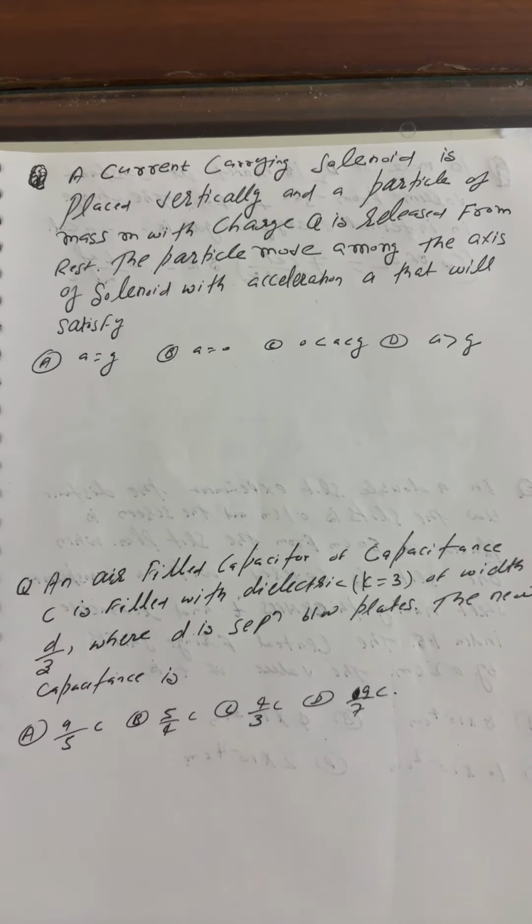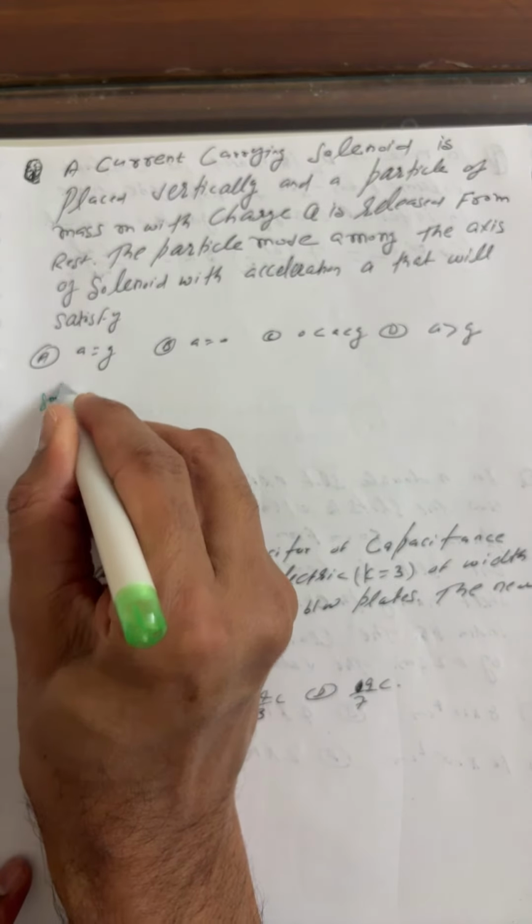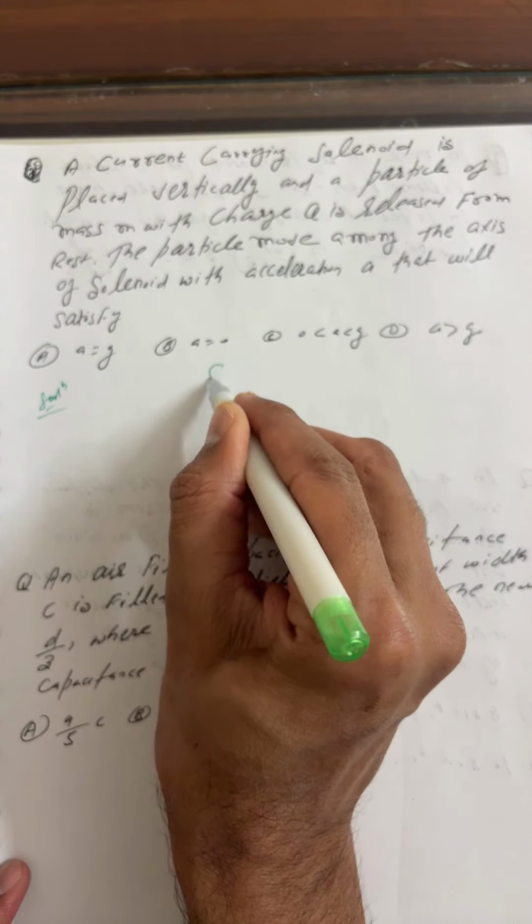Next question, student. What's the question? A current carrying solenoid is placed vertically and a particle of mass m with charge q is released from rest. The particle moves along the axis of the solenoid with acceleration a that will satisfy. Okay, so there are four options. Now, question I got it. Students, you can see for this question, this is basically a solenoid.